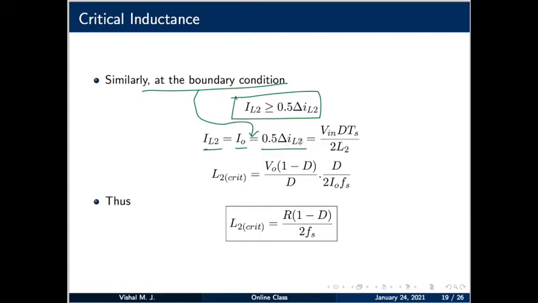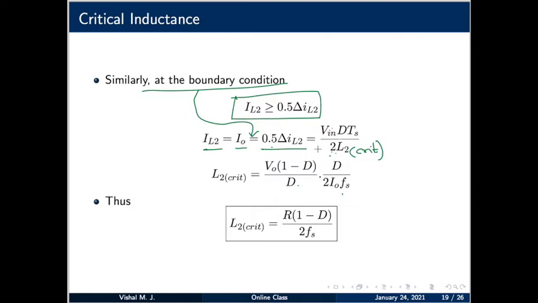And what is delta IL2? We have found out it is V in d Ts by 2 L2. This 0.5 becomes 2 in the denominator. At the boundary condition, this is not just L2, this is L2 critical. So L2 critical is V in d Ts by 2 I0. Okay, so it becomes V0 into 1 minus d by d into d by 2 I0 Fs.